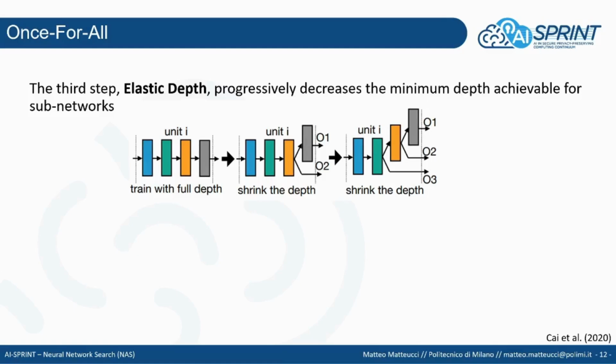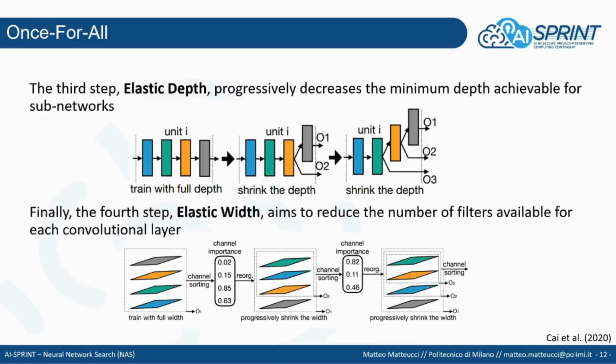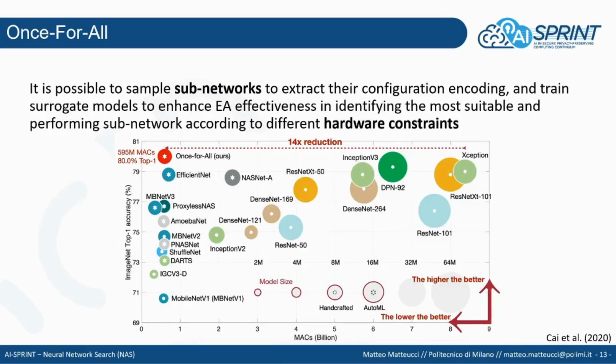Another step introduced by the progressive shrinking is the elastic depth, which tries to progressively decrease the minimum depth achievable for a subnetwork. It is a sort of early exit. And finally, the fourth step is called elastic width. It tries to reduce the number of filters available for each convolutional layer. So you see that while learning the Once for All architecture, by means of the progressive shrinking, we try also to simplify the complexity of the architecture.